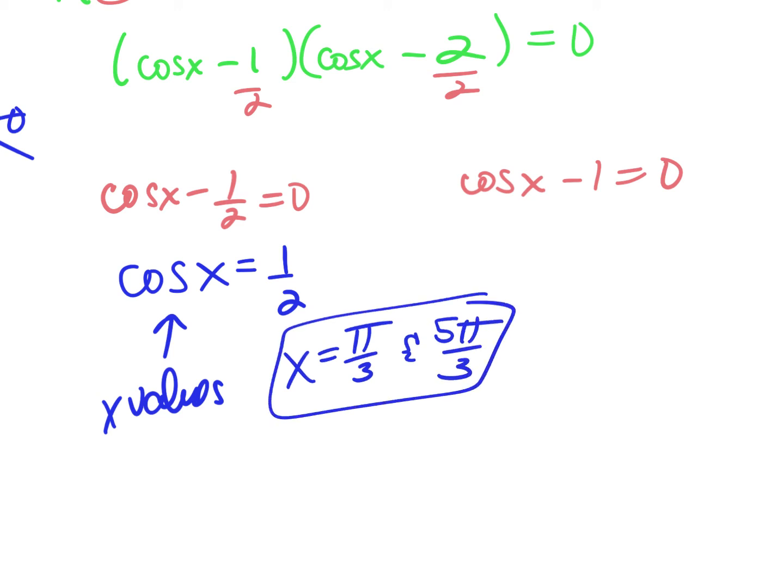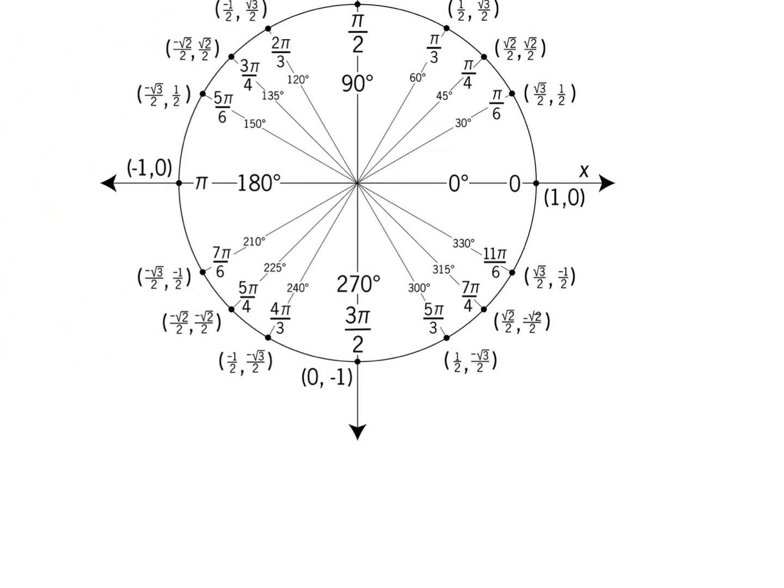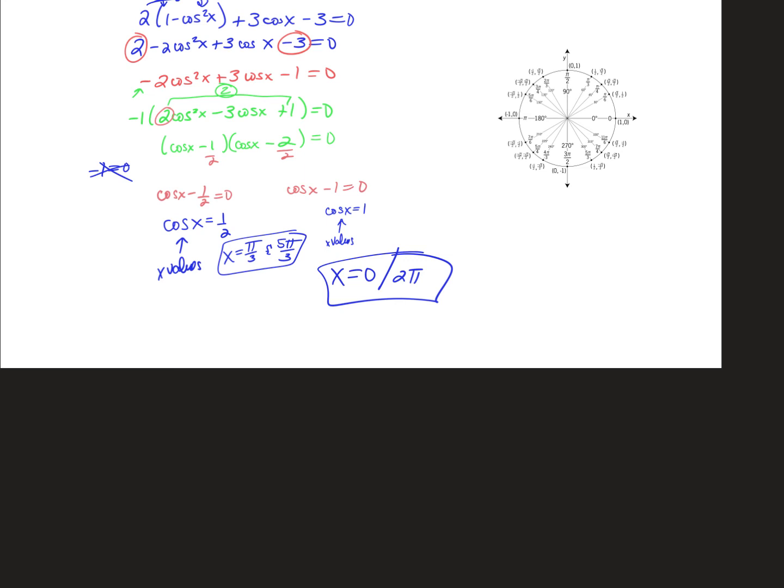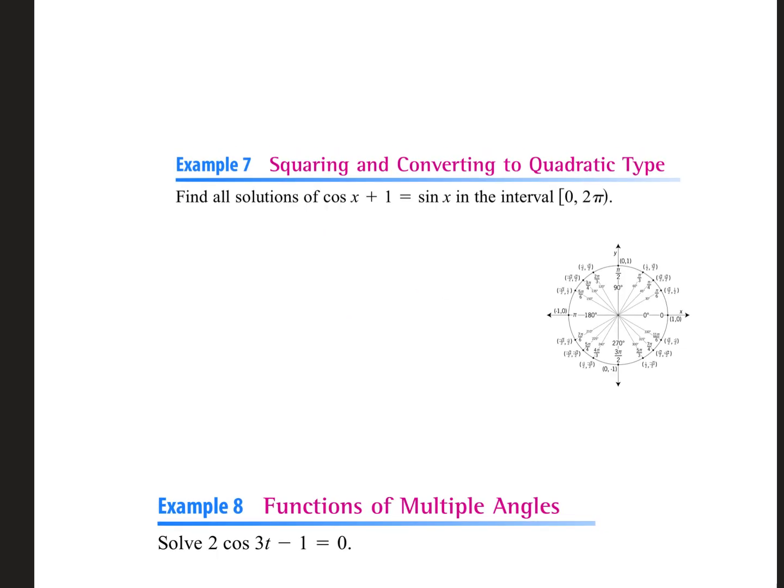Good. And I have some more answers, right? I have to move 1 over. So I have cosine x equals 1. I'm looking for, again, x values that are 1. So where is my x value positive 1? 0. What's another one? Also, you could say 0 or 2 pi. Same place, right? Either one.